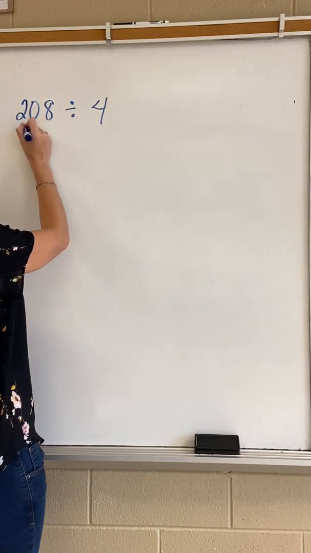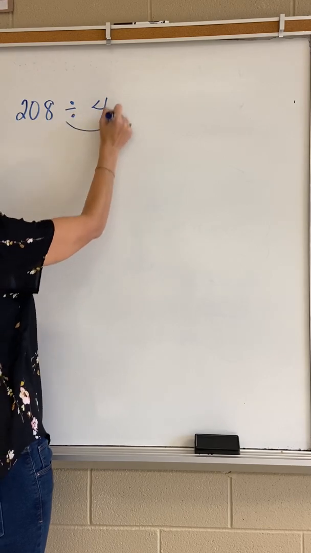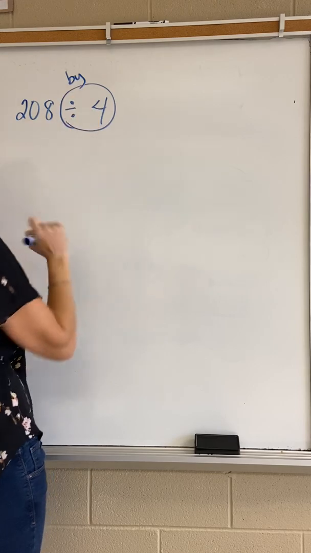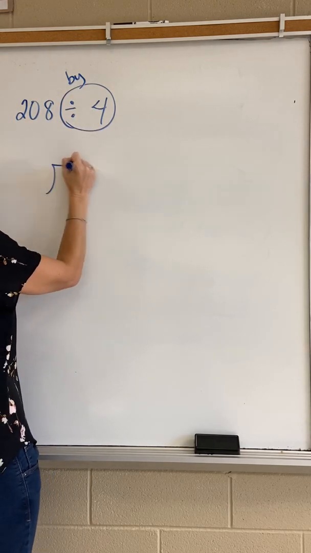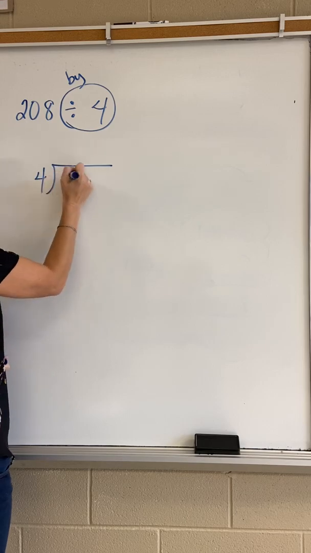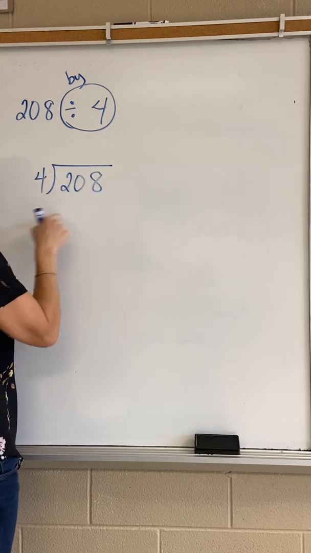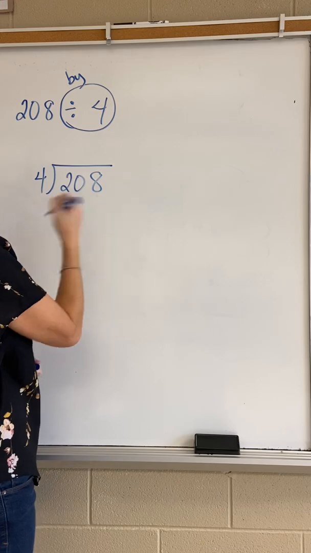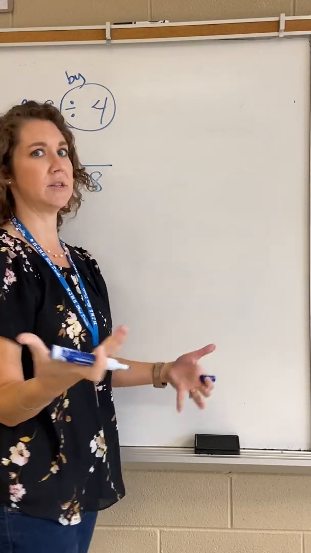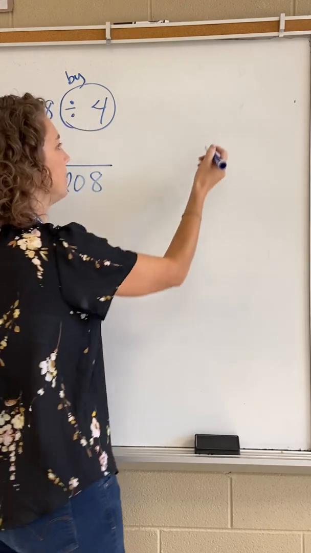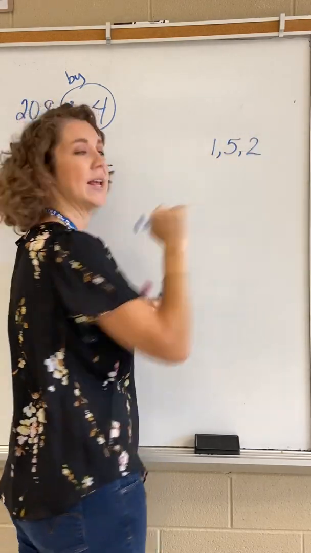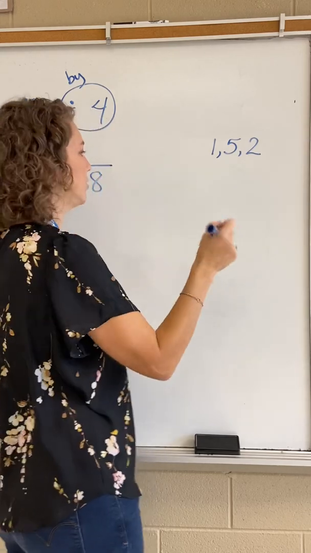All right, notice that 208 divided by 4, this number that you say divided by 4, when we rewrite it using a box, we put that number on the outside because we're dividing 208 by 4. Okay, so with the Big 7, the partial quotient division, I like to use a strategy that involves the numbers 1, 5, and 2. And yes, I know I did them out of order, but there's a reason for that.